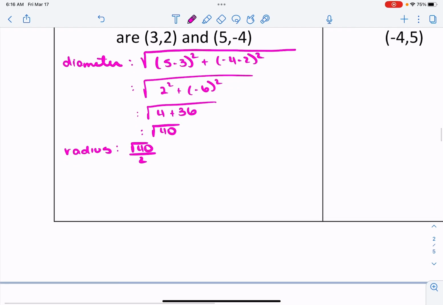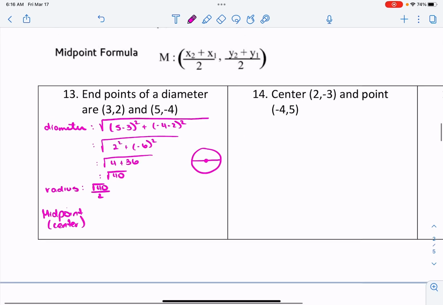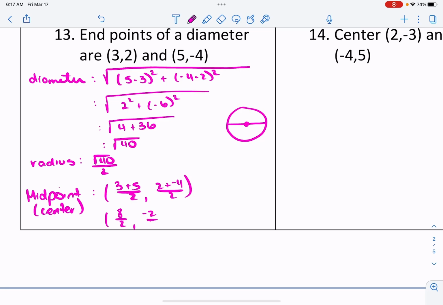Then we're going to also need to find our center. And our center is actually the midpoint between them, because remember that in a circle, if we have the diameter, the halfway point is the center, which is our midpoint. So if we're looking for our midpoint here, which is our center, we need to use this formula here. So we are going to have (3 plus 5) divided by 2, and (2 plus -4) divided by 2. So we're going to get 8 over 2 and -2 over 2, which gives us 4 comma negative 1.